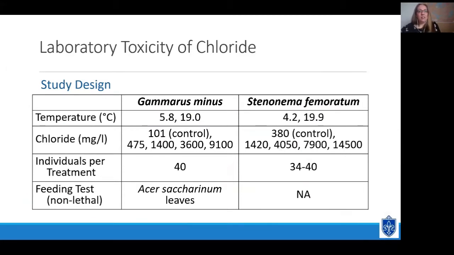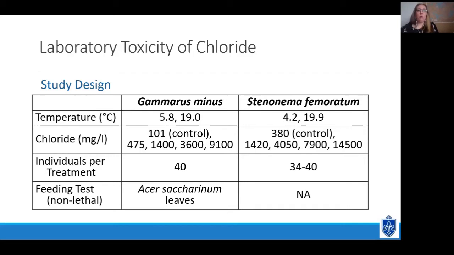All right, so in my study, I tested these two species for 7 days under both cold and warm temperatures. Temperatures were moderated slightly for Gammarus to reflect the conditions in the spring-fed source streams. Test concentrations of chloride were based on the results of a preliminary assay to make sure I had a good range there. The control concentration is the source water collected from the stream with no salt added to it. But notice that the Stenonema control concentration is already higher than that chronic toxicity threshold of 230 milligrams per liter.